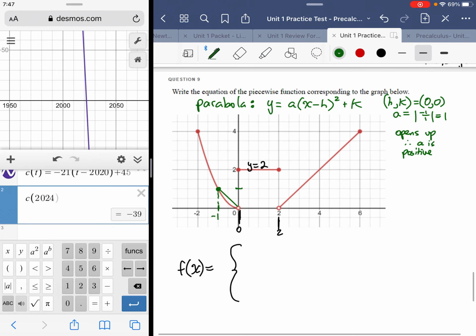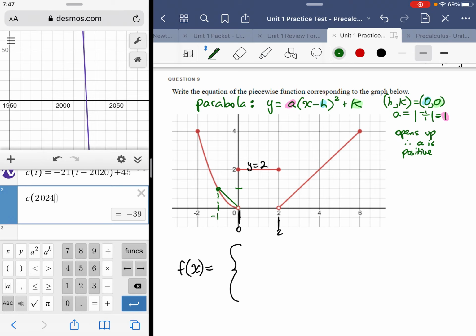So when we write our equation, we're going to replace the A value with a 1, the H value with a 0, and the K value with a 0. So we have what we need there too.